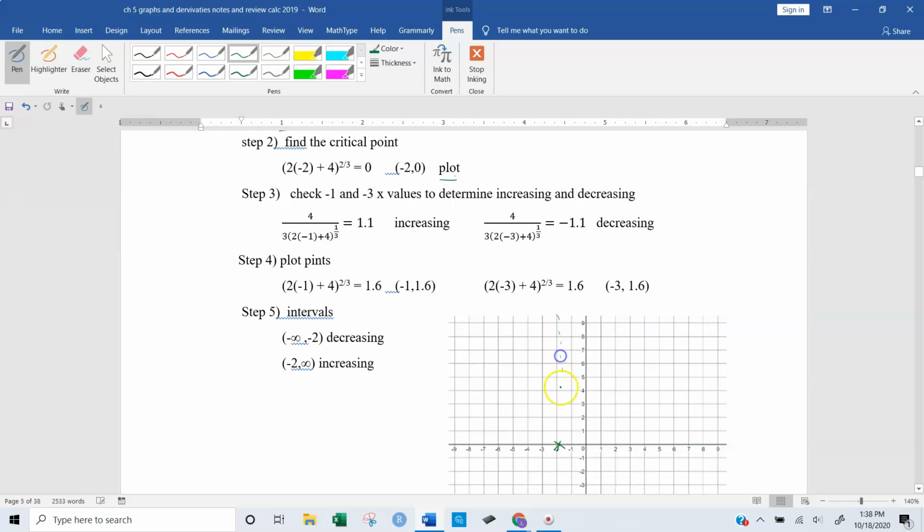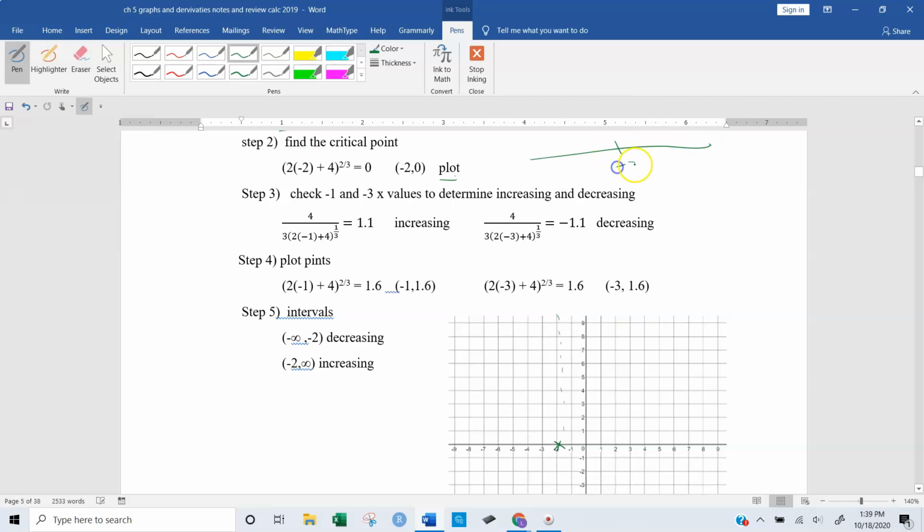And it's not technically an asymptote either because it goes through there. But wait till you see what happens. It's quite interesting. So now we're going to take negative 2. We plotted negative 2, 0. Now let's check. We're going to go negative 2, right?